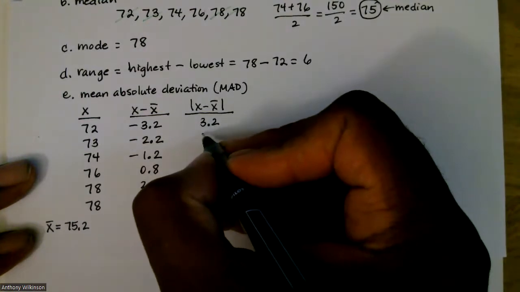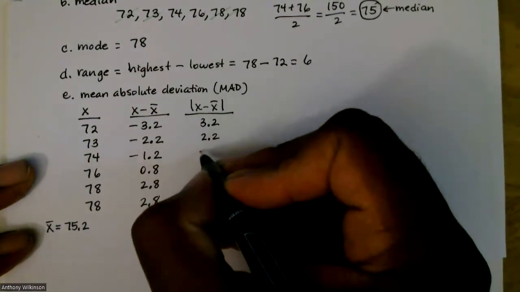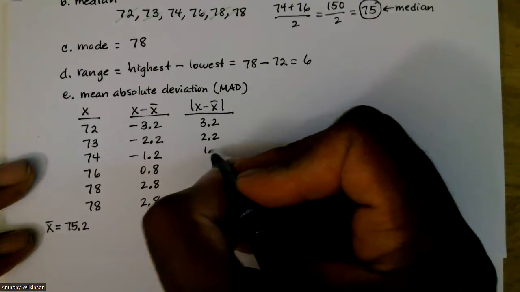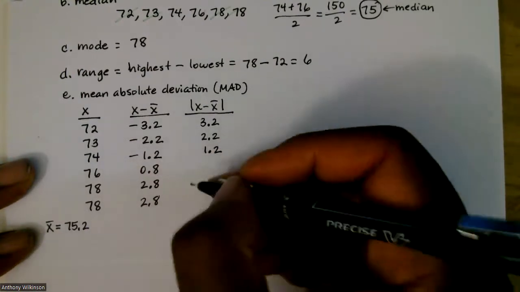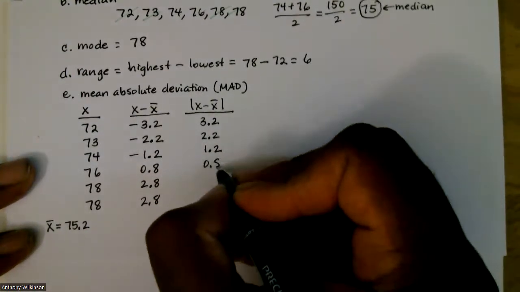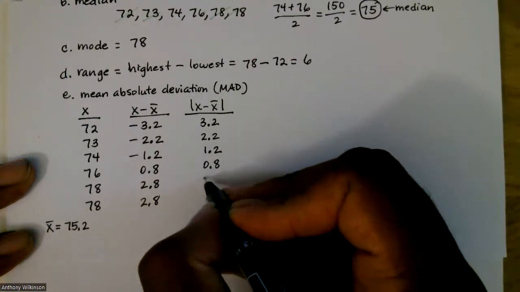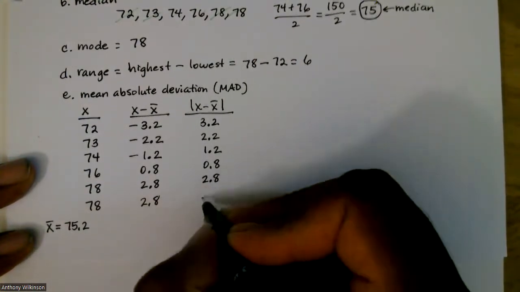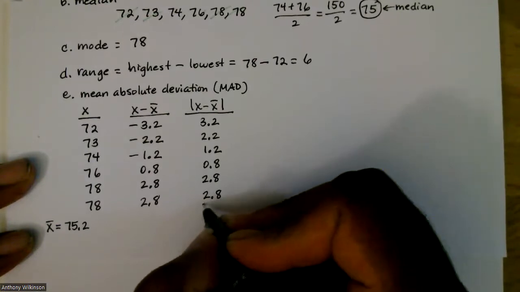Absolute value of negative 2.2 will be 2.2. Absolute value of negative 1.2 will be 1.2. Absolute value of 0.8 would be 0.8. And the same thing for the absolute value of 2.8, that's 2.8. And this is also 2.8 as well.